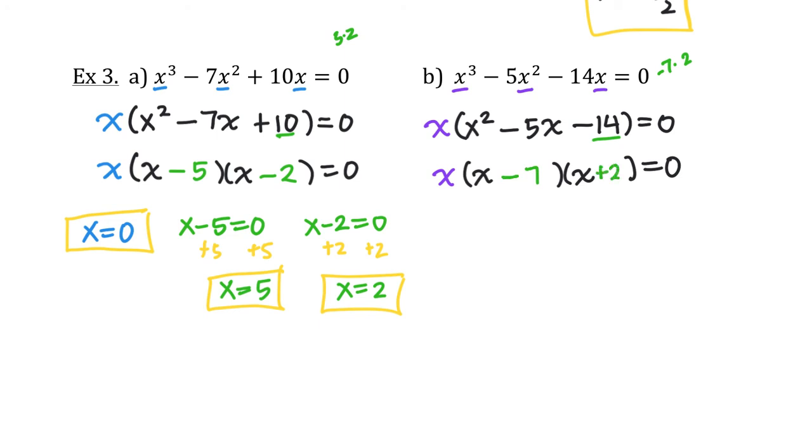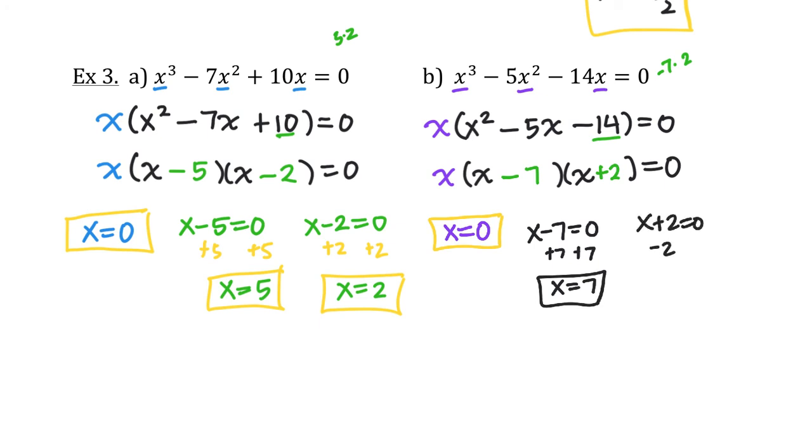Now that it's in factored form, I can use the zero product property. So x equals 0. X equals 7. Okay, and x equals -2. I ended up with 3 answers again. If I go back to the beginning, this was degree 3, so getting 3 answers makes sense to me. Okay, go ahead and try the practice and then check your answers with those posted on the calendar.